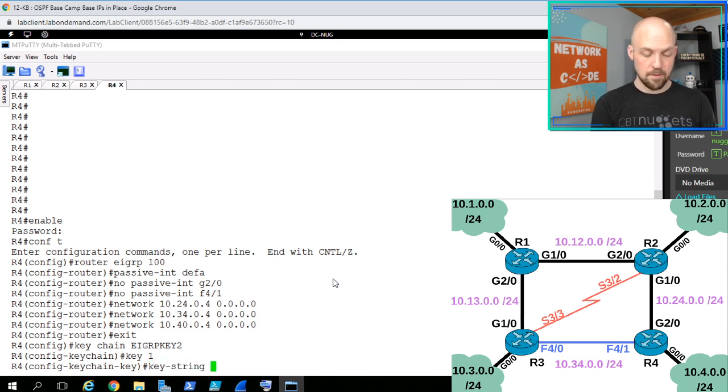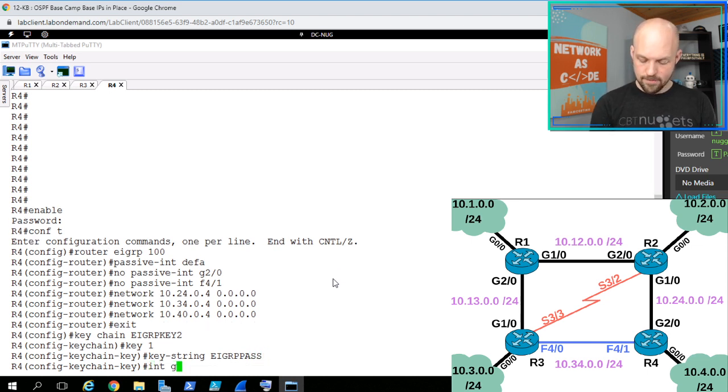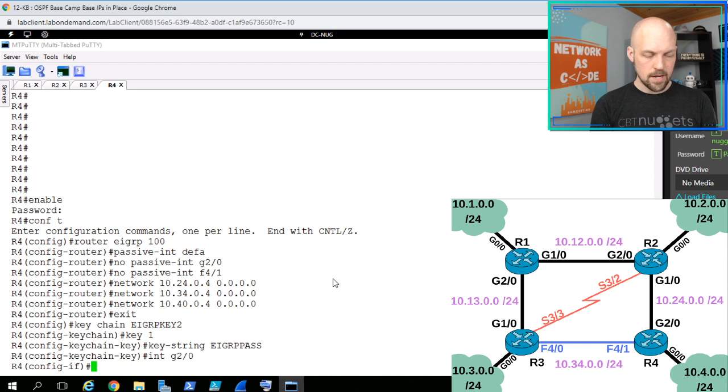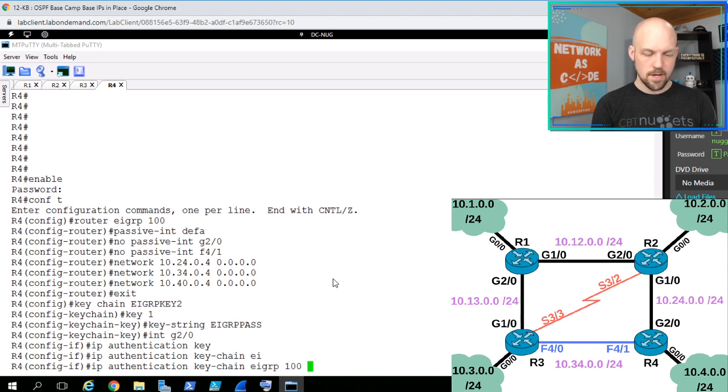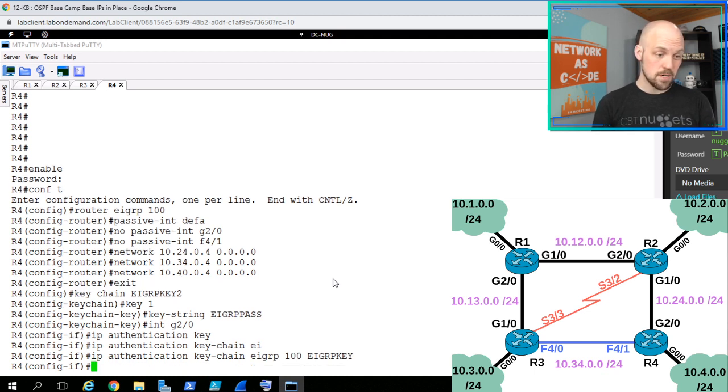Now this has to be the same, right? EIGRP pass is what we had said. Now we'll get onto that interface, gig 2/0, and do an IP authentication key-chain EIGRP 100. And now we specify the EIGRP key. And when we hit enter, it should come up. It should come up.